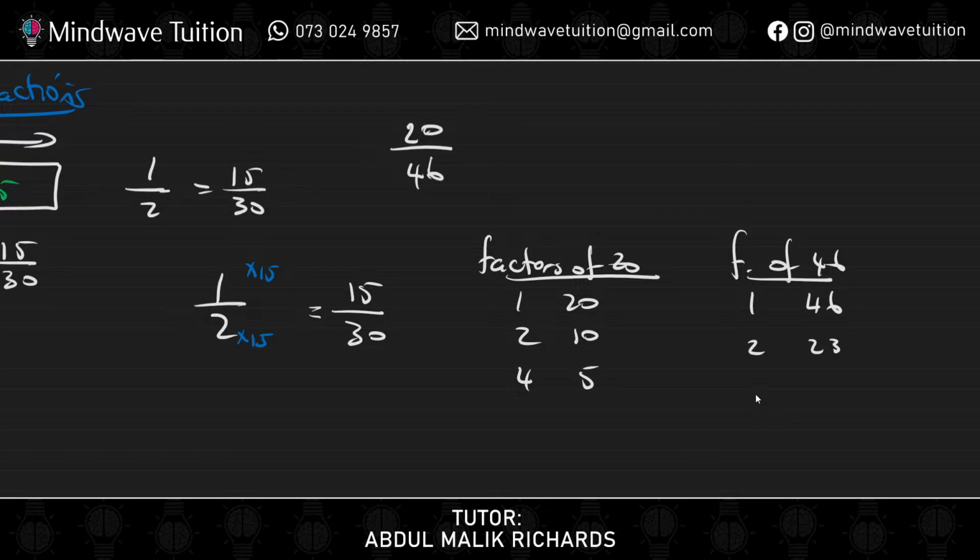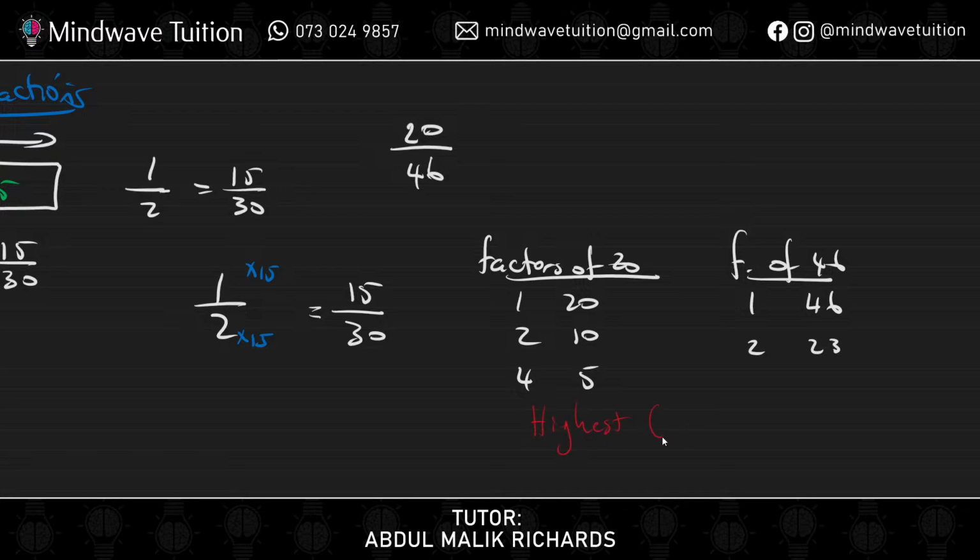Can 3 go in there? No. 4 can't go in there. 5 can't go in there. 6, no. Is that it? I think that is it. So those are the factors of 46. And now we look for the highest common factor.